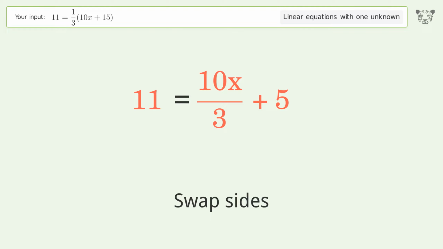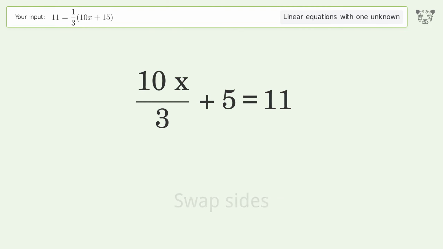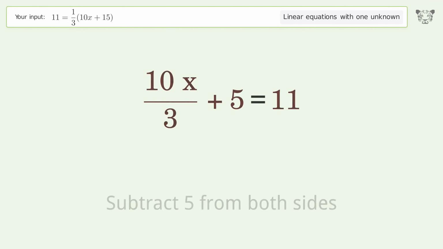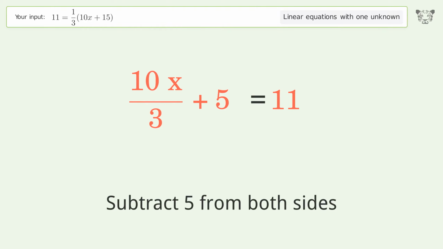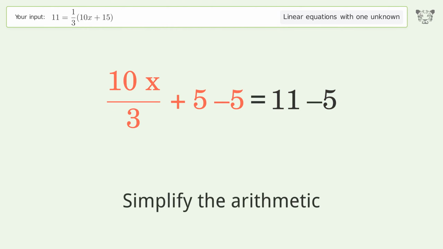Swap sides. Group all constants on the right side of the equation. Subtract 5 from both sides. Simplify the arithmetic.